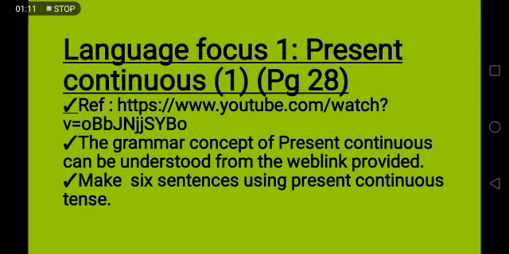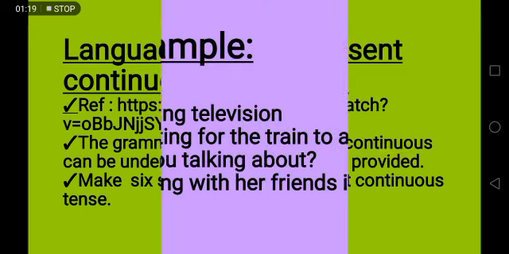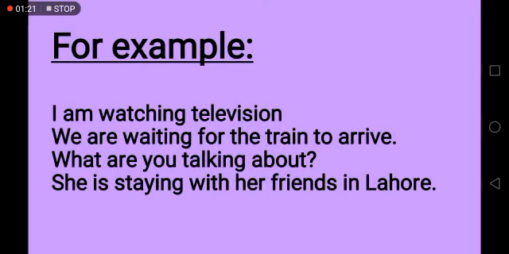Now what you have to do is to make sentences using present continuous tense. For example, I am watching television. We are waiting for the train to arrive. What are you talking about? She is staying with her friends in Lahore.